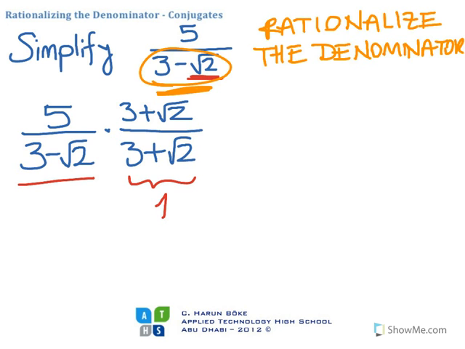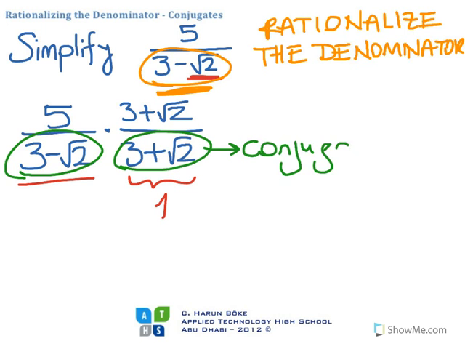But on the other hand, I multiply the denominator here, 3 minus square root of 2, with its conjugate. This is called the conjugate. I multiply the given expression with its conjugate to change it into an integer. Now let's see how it becomes an integer.